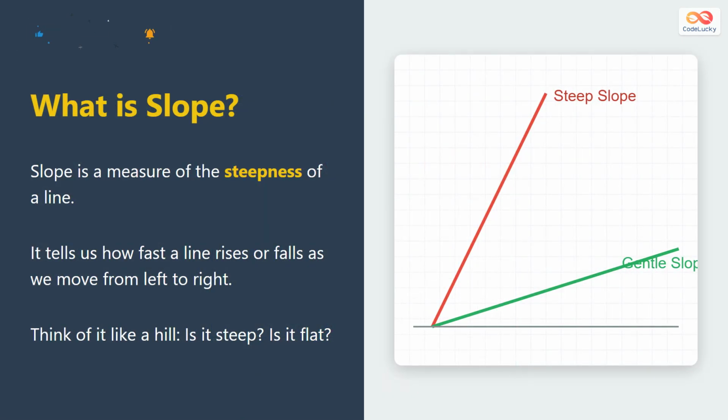First, what exactly is slope? In math, slope is simply a measure of how steep a line is. Just like a hill can be steep or gentle, a line on a graph has a steepness too. It tells us how fast the line goes up or down as we move across the graph.